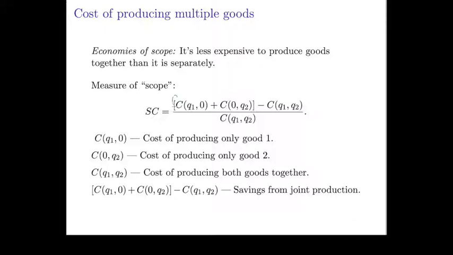So this numerator here is the savings from producing them together. The cost is going to be higher if there is economies of scope. So if it's cheaper to produce them together, then this number, the cost of producing them separately, is going to be a larger number than the cost of producing them together. So this tells us what the savings is from producing them together. And we take that as a ratio so that we have a sense of what's the proportion of the savings.